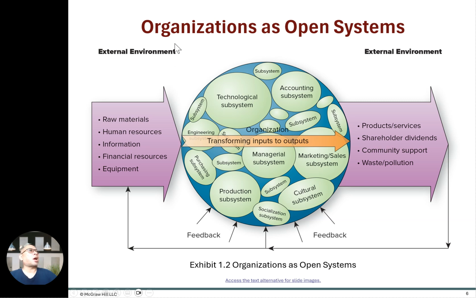This is the internal environment. There is all this coming in. There are raw materials, human resources, information, financial resources, and equipment coming in as the input into the production system, into this organization, with feedback all the way, and coming out are products and services, shareholder dividends, community support, and so on. Remember, within these subcategories there's the organization itself, ranging from the technological system, production system, media system, marketing system, accounting system, all of them. Okay, this is the flow.